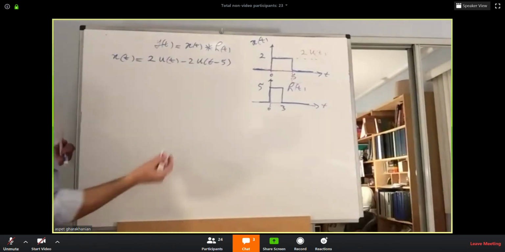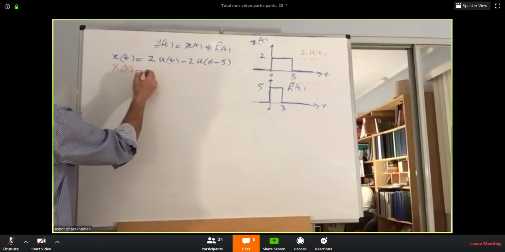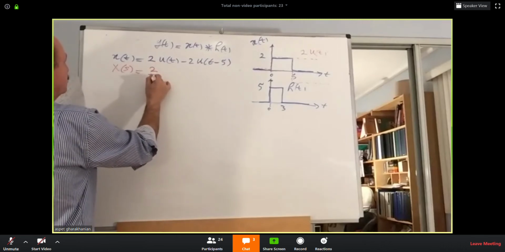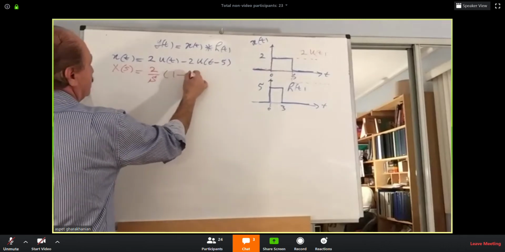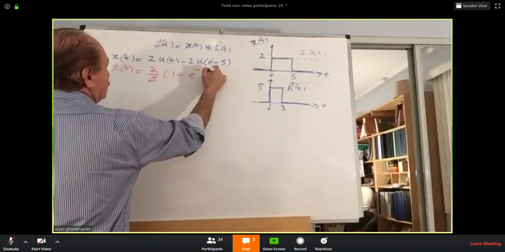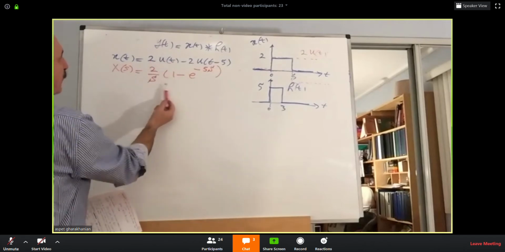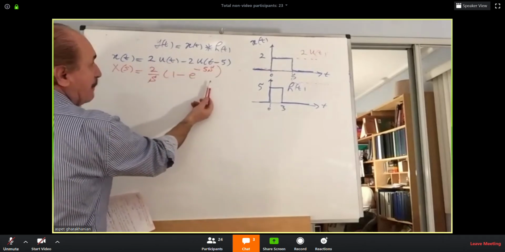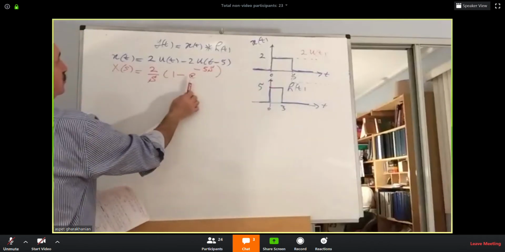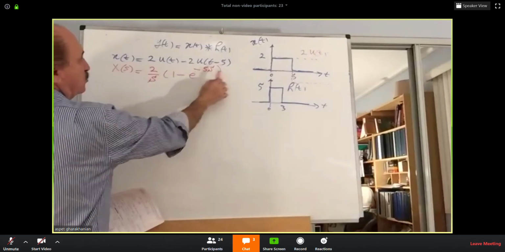And then immediately the Laplace transform X of s will be 2 over s times (1 minus e to the power minus 5s). You get that by the shift theorem. The first one will be 2 over s. The other one is also a step, but a shifted step with a 5-second delay, so it will be minus 2 over s times e to the minus 5s.